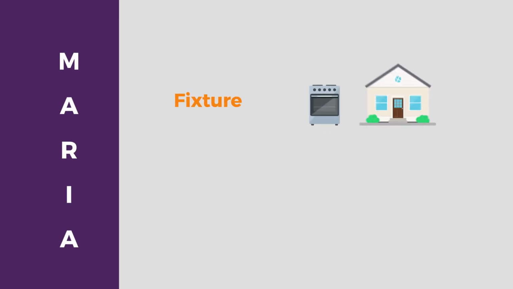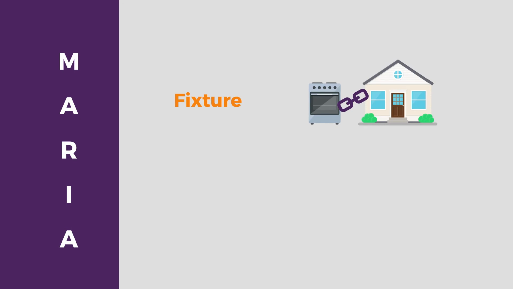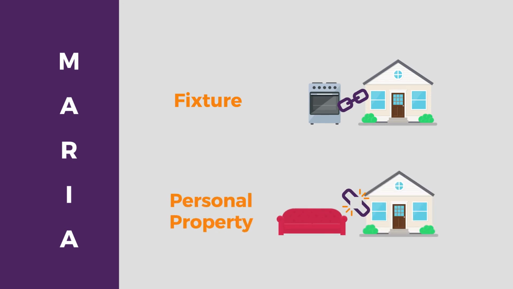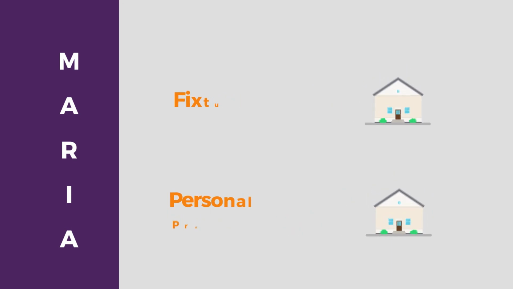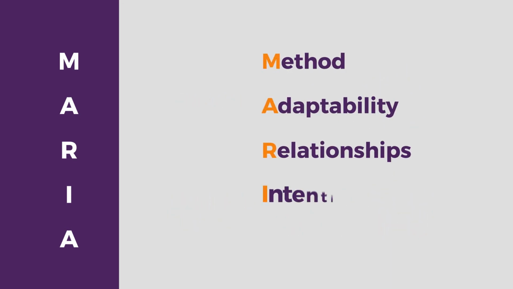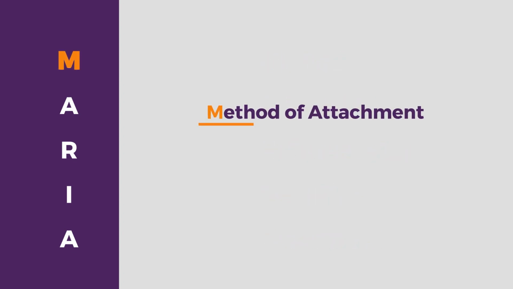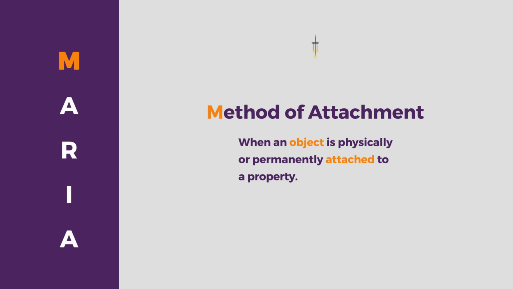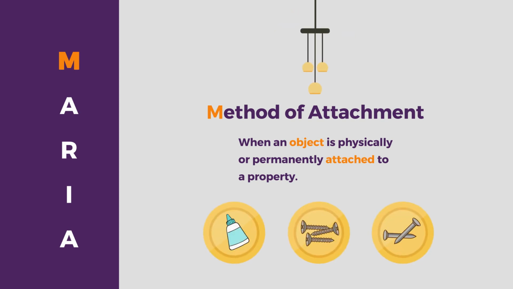This next acronym, M.A.R.I.A, is used to help in determining if an object is a fixture and a part of the real property or if it is personal property. M.A.R.I.A stands for method, adaptability, relationships, intention, and agreement. Method, meaning method of attachment. An object that is physically or permanently attached to a property either by glue, screw, nail, or otherwise, is usually considered a fixture.